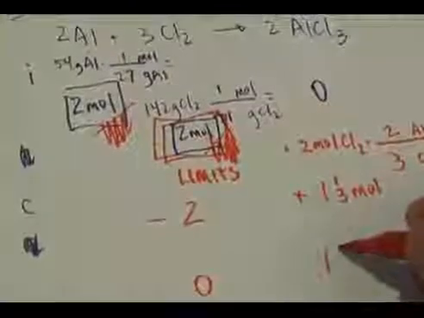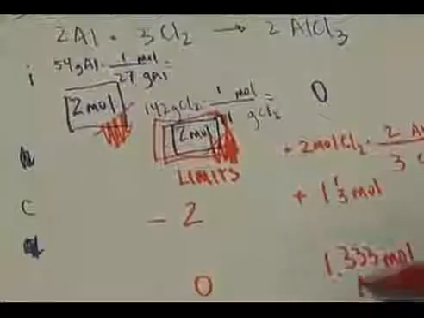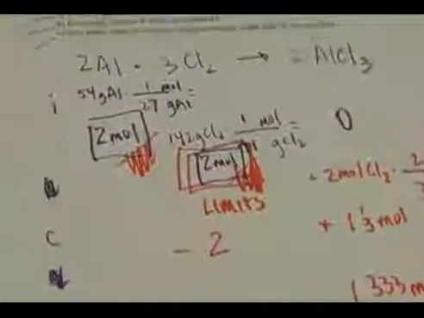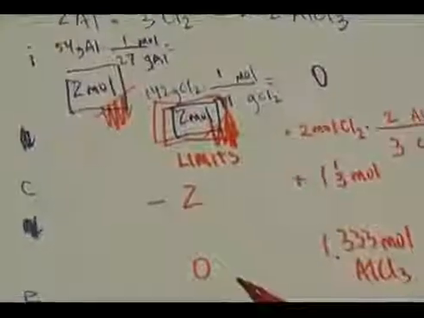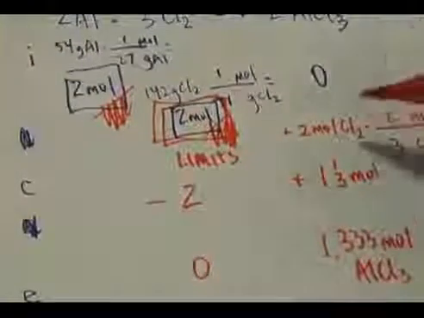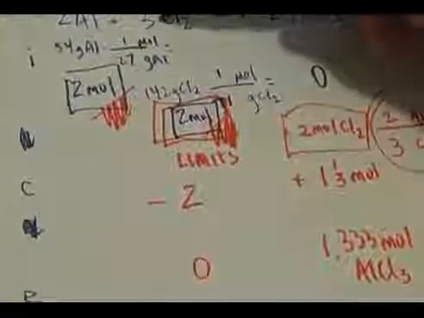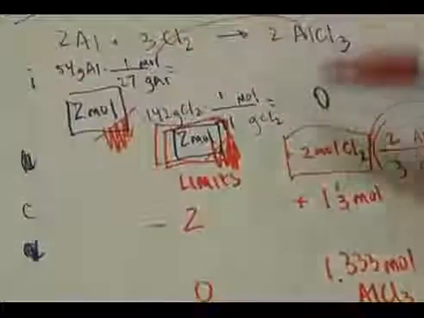end up with 1.333 repeating moles of AlCl3, which answers question B, how many moles of AlCl3 are formed, and that's 1.33 moles. Notice I used the limiting reactant and then used the stoichiometry based on a 3:2 relationship right here, relating those two.